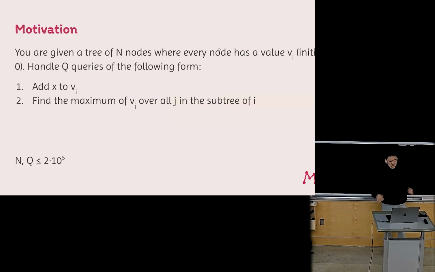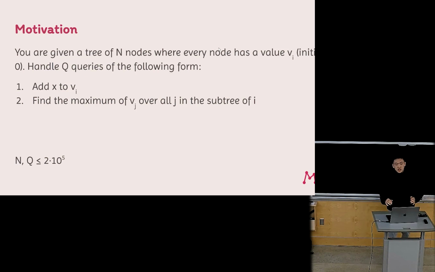The main motivation behind Euler tours is, imagine you had a subtree query. So let's say you had a tree and you wanted to perform either point updates or the maximum of a subtree, so maximum subtree queries. How might we do this? Well, we've already learned range query structures that can, if let's say this second one was find the maximum of vi over a range, we all know how to do that, right? So let's try to convert this problem into that problem. How might we do this?